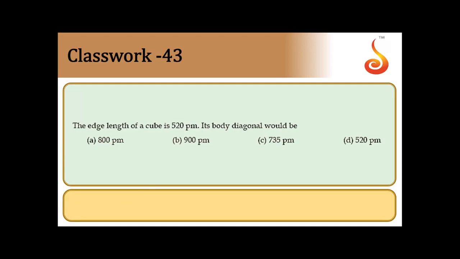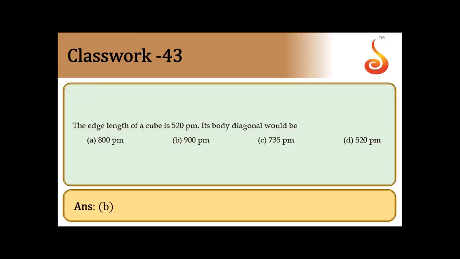Then 43. The edge length of a cube is 520 pm. What is the body diagonal? The body diagonal will be a root 3, which is equal to 520 into root 3, that is 1.732. Simplifying this, we get the answer 900. So the answer is 900 pm, option B. 43, B is the answer.